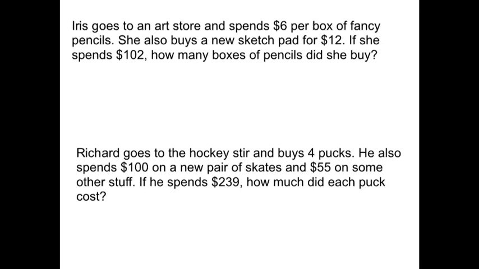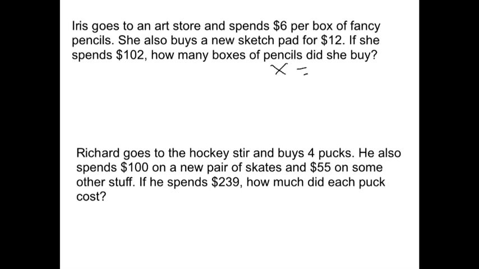So these are more basic equations, and these are just writing 1- and 2-step equations. You still have to define your variable. So Iris goes to an art store and spends $6 per box of fancy pencils. We don't know how many boxes of pencils Iris buys. We just know that she spends $6 per box. She also buys a sketch pad, one, for $12, and altogether she spends $102.